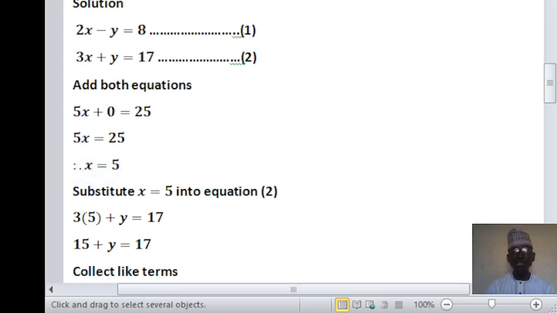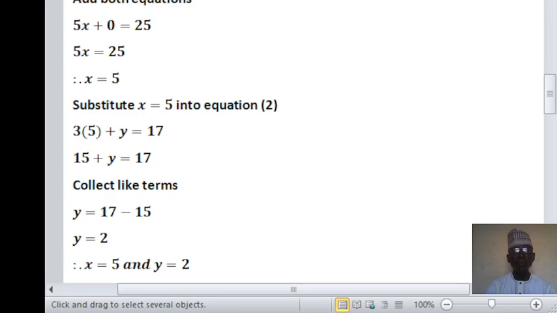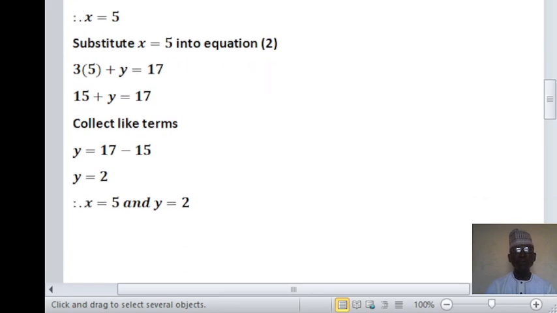Now, we have gotten the value of x to be 5. Now, to get the value of y, you can use x equals 5 to substitute in any of the equations. Substitute into equation 2. So by doing that, we say x equals 5 into equation 2. So anywhere we see x in equation 2, we write 5 there. Instead of x, we put 5 here plus y equals 17. That's why we have 15 plus y equals 17.